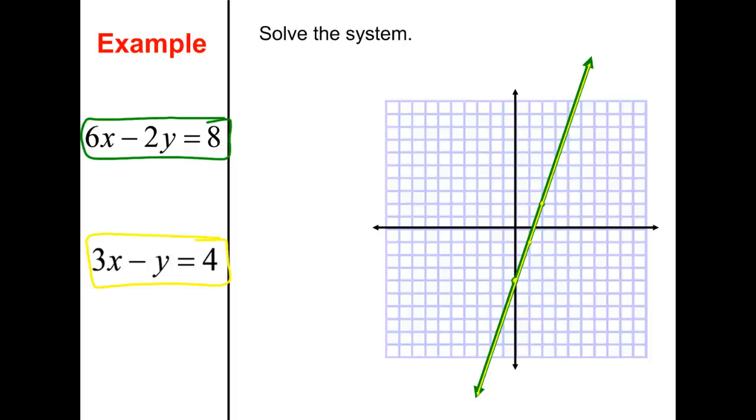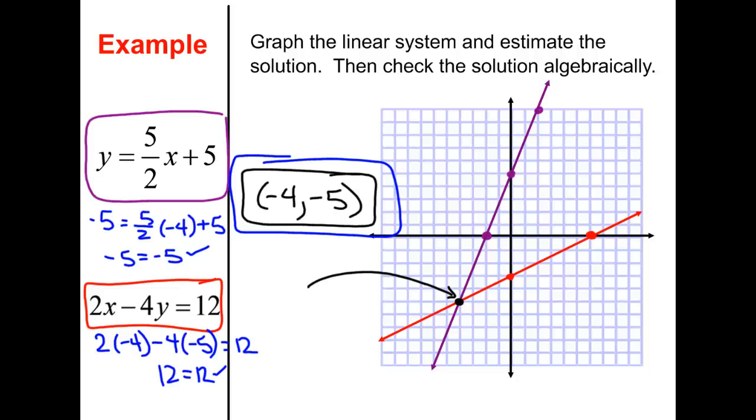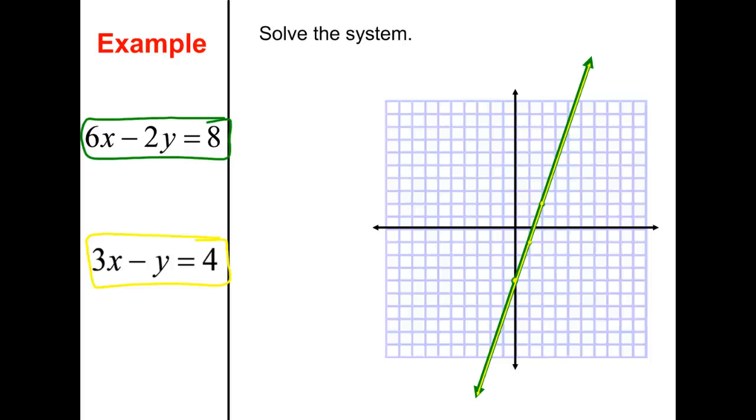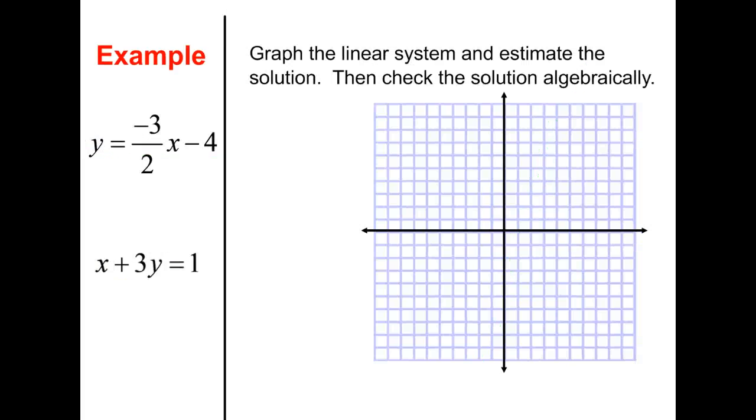Did I say independent? I meant to say consistent and dependent. So this is consistent and dependent. This is consistent and independent. It's independent because they go in different ways. This is dependent because it's the same line. It's just changed a little bit. So infinitely many solutions. All right, let's try another one here.